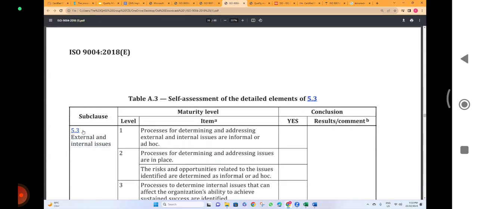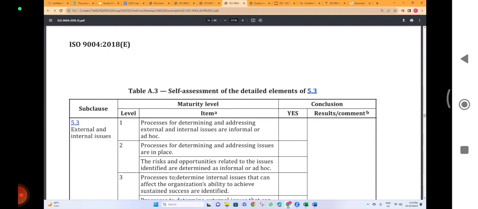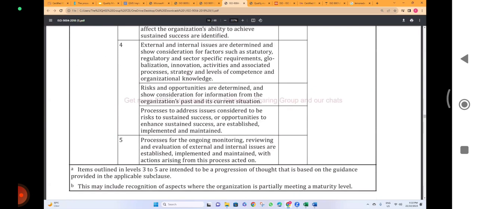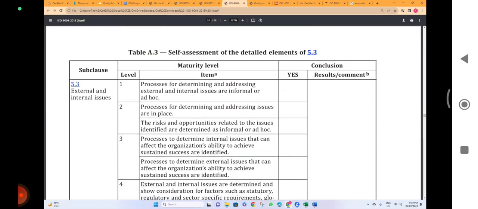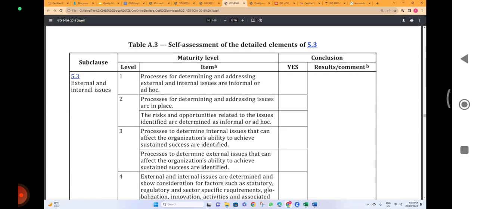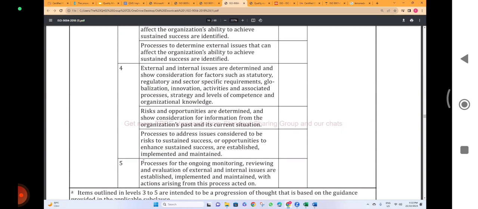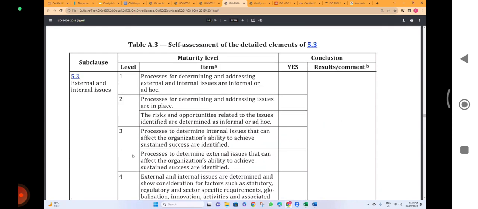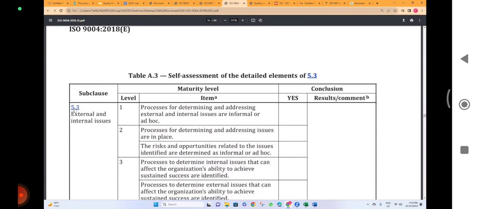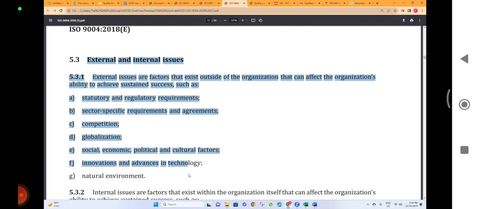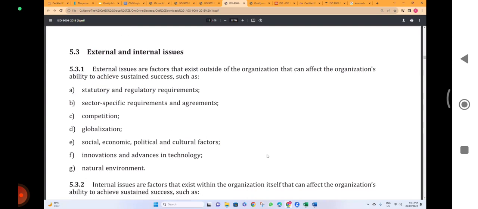You just go to section 5.3, and this is also going to let you know. The idea here in this maturity model is to make sure that you score a 5 out of 5. If this does not make sense to you whatsoever, no problem. You just click on this 5.3, and ISO is going to give you the examples like that. It is as simple as that. They're going to show you what it means, and they're going to explain.